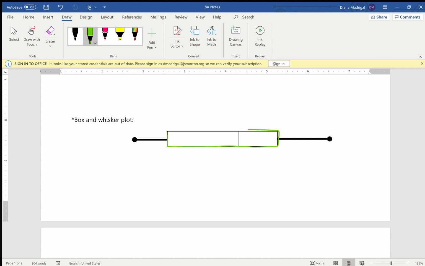I'm highlighting it over in green. This box has the interquartile range. It has a quartile 1, this right here, a quartile 2, and a quartile 3. It's called the interquartile range.